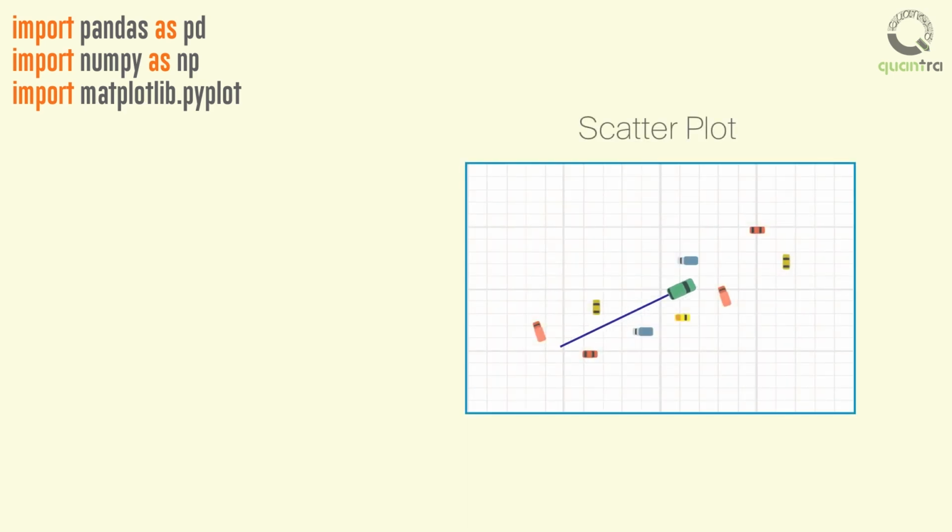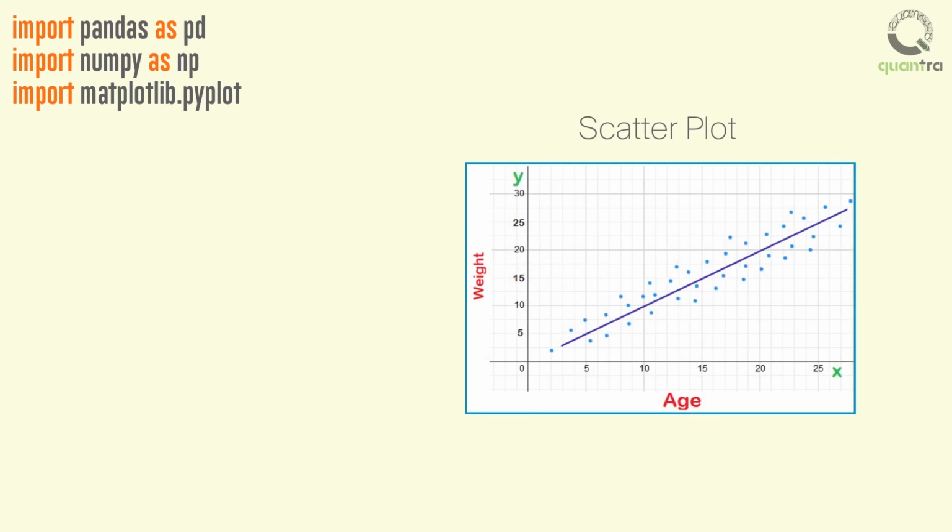Next, we import the pyplot package from the matplotlib library. This package is used in plotting the data, such as a scatter plot or line plot. We will use plt as an alias for this.